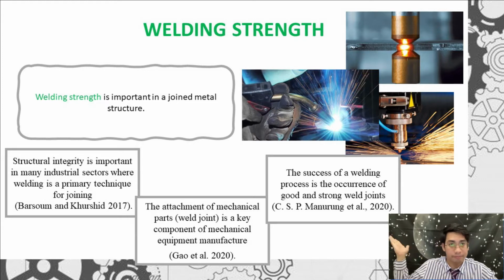Welding strength plays an important role in a welded metal structure. A strong welding joint ensures the structural integrity of a metal structure, which is very important in many industrial sectors. For example, in the mechanical equipment manufacturing sector, a strong welded joint is key to the functionality and durability of a product. Charles Manurung et al. said a strong welded joint shows the successfulness of a welding process.